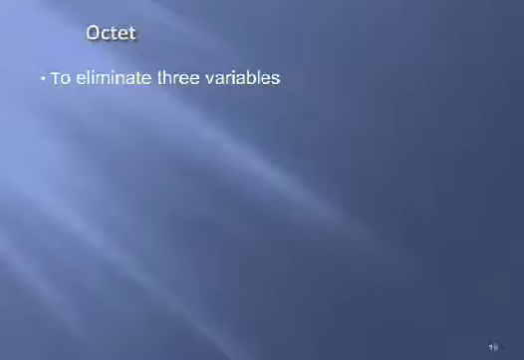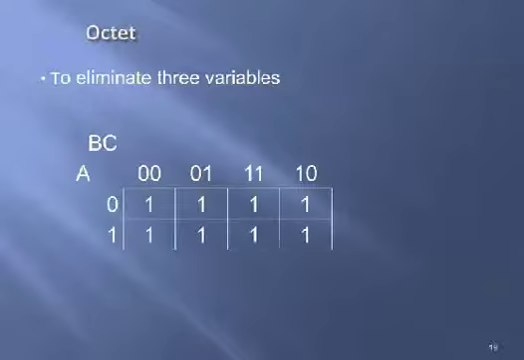If you are considering a three variable function and an octet is there in that function, that means there is no function at all. F of a, b, c is equal to 1 itself. There are no variables at all because all three variables are eliminated. That is the meaning. We will see how. So this is how you can make an octet.